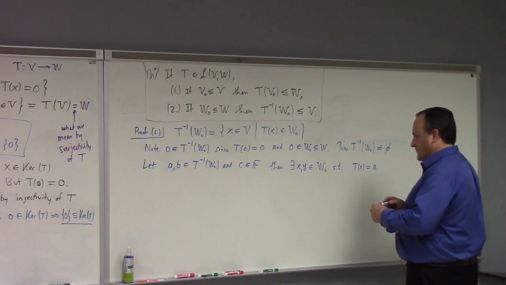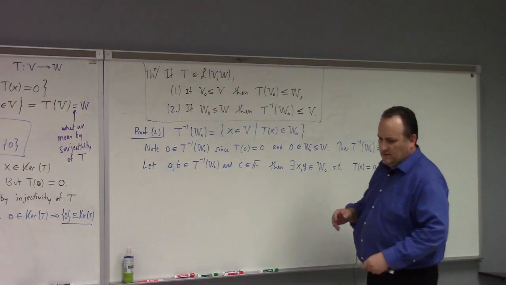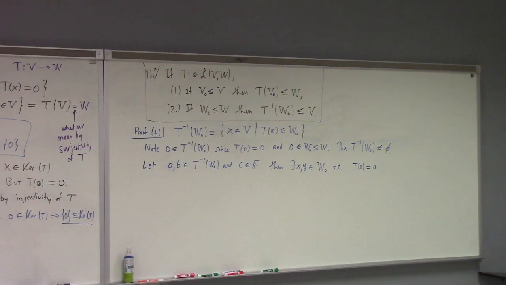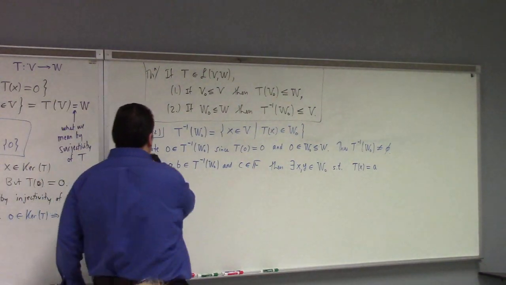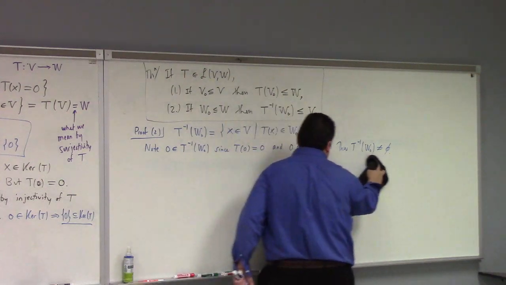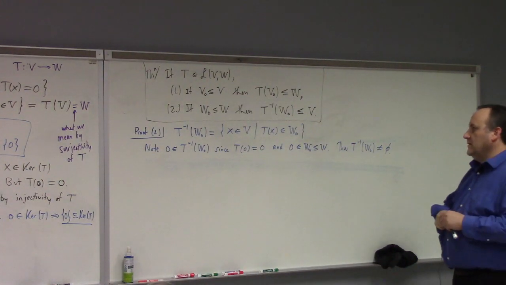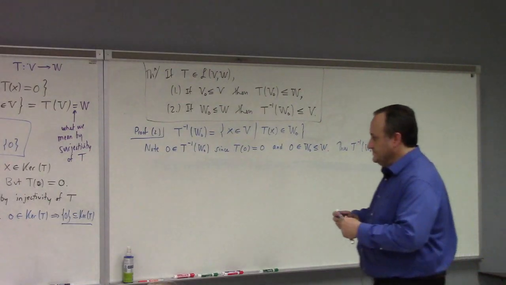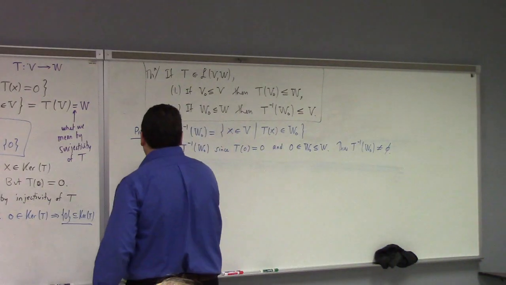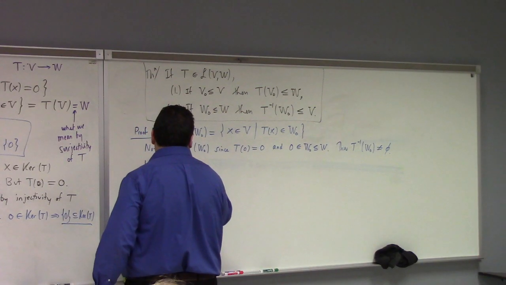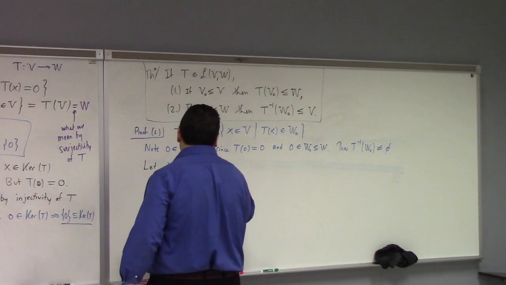I'm sorry, I'm getting things twisted here. Give me a second. Let's try this again. All right. So I need to pick x, I'm going to say x and y in T inverse of W naught.